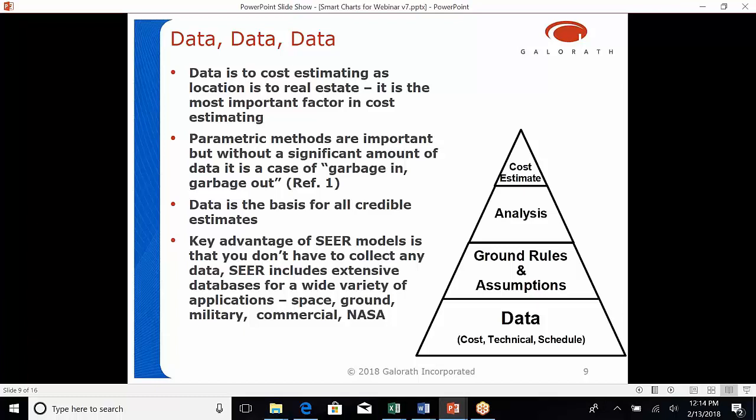There's a reference listed there. There's a list of references at the end of this presentation. This is from a paper that I co-wrote with Cricket Petty a few years ago on the importance of data, and particularly the importance of high-quality cost data in cost estimating, especially contractor data. The title of the paper is Seven Degrees of Separation.